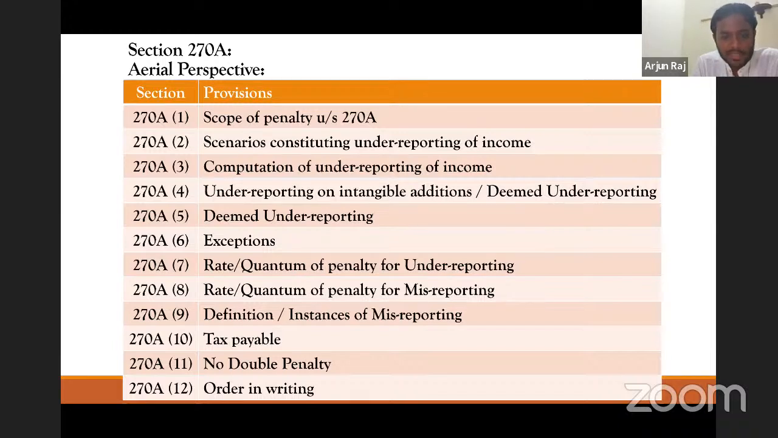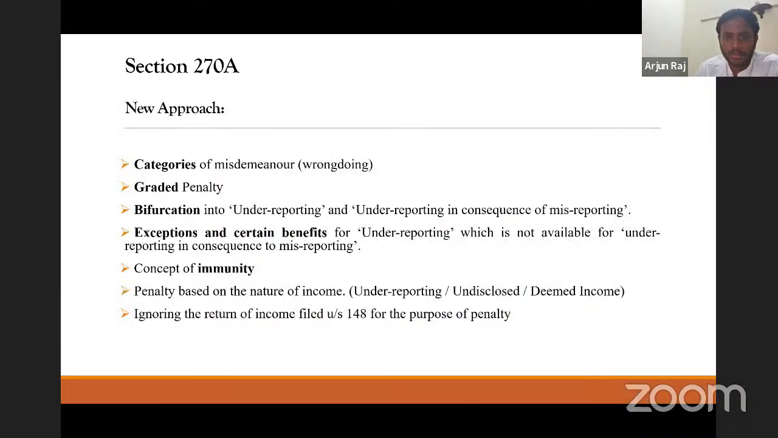Subsection 8 is for misreporting, the rate and quantum for misreporting. Subsection 9 deals with the instances of misreporting, the bigger wrongdoing. And subsection 10 talks about the tax payable on such underreported income. Subsection 11 has a specific provision to avoid any double penalty being levied on the same addition. Subsection 12 basically talks about the order to be passed in writing by the specific officers.